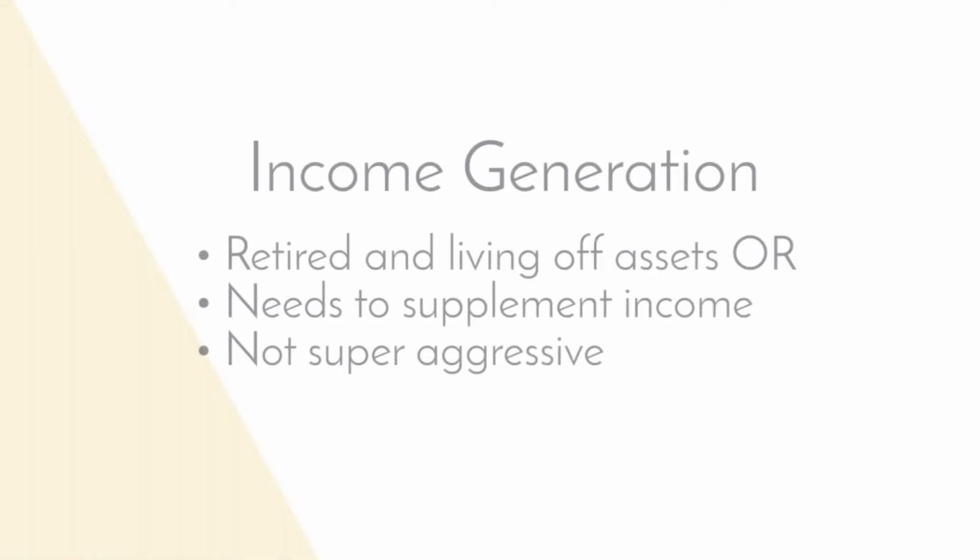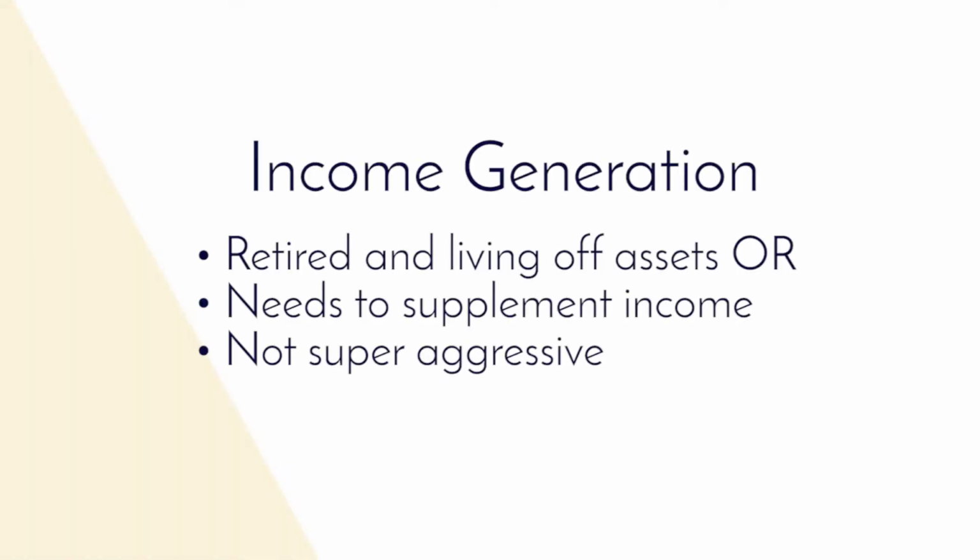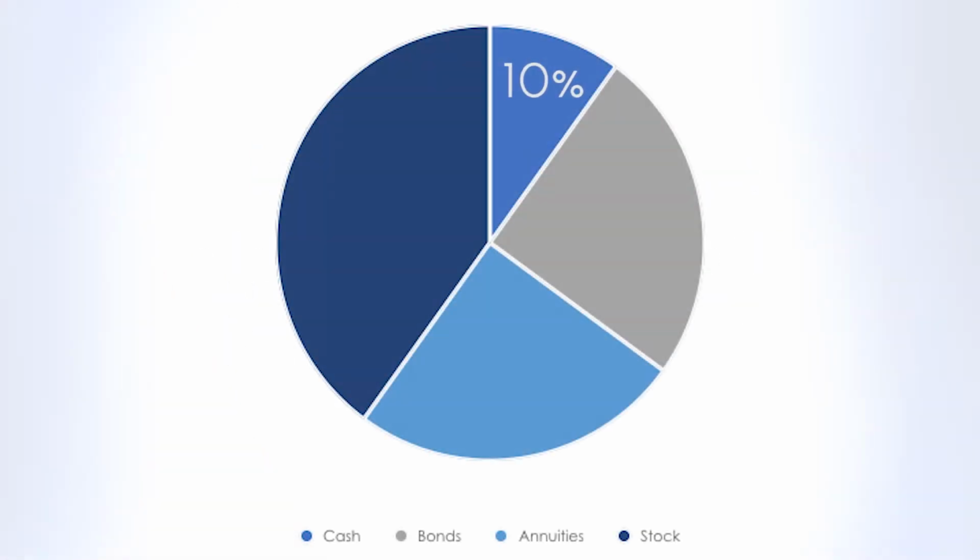The second investor profile is income generation, remember. So this profile looks something like as follows. Maybe 10% in cash, 25% in bonds, 25% in annuities, I'll explain that in a moment, and 40% in income generating equities.